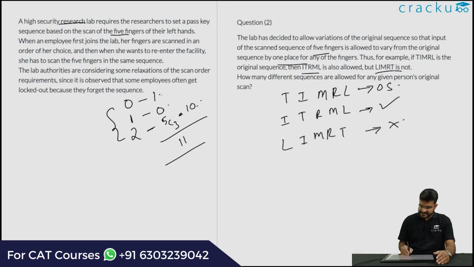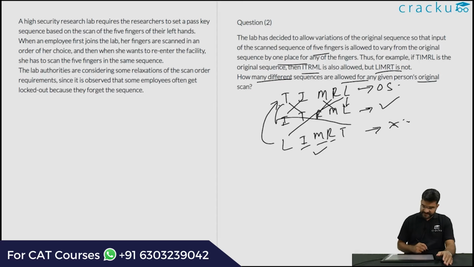Now notice that in the sequence where it is allowed, I is varying by 1, T is varying by 1, M is varying by 1, R is varying by 1, and L is constant. Similarly, in the sequence where it is not allowed, I, M and R are all in the correct place, but L and T are varying by 4, because the first one is now 5th and the 5th one is now 1st. This is not allowed.